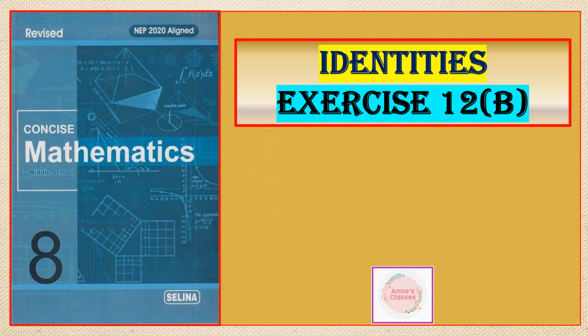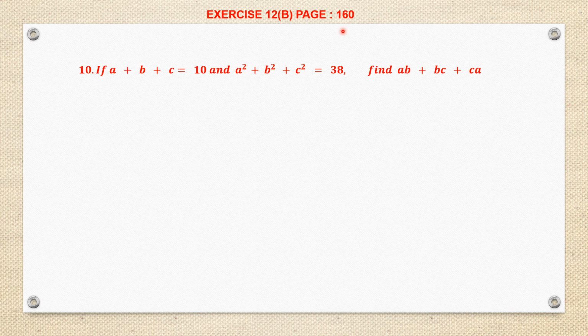Let's do Identities exercise 12b. Page number 160, question 10. If a plus b plus c is equal to 10 and a square plus b square plus c square is equal to 38, find ab plus bc plus ca.